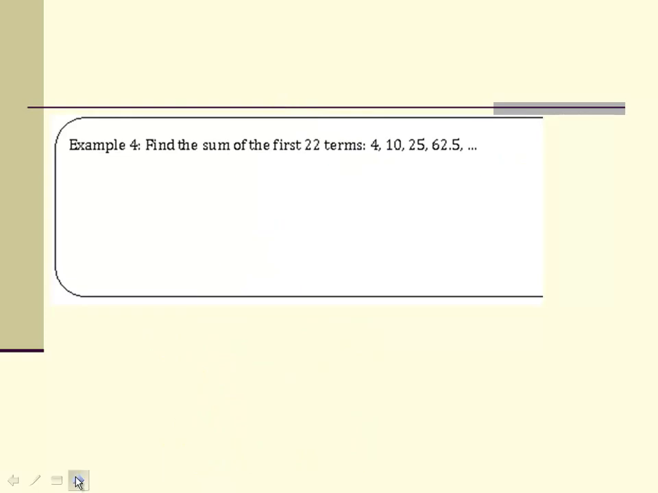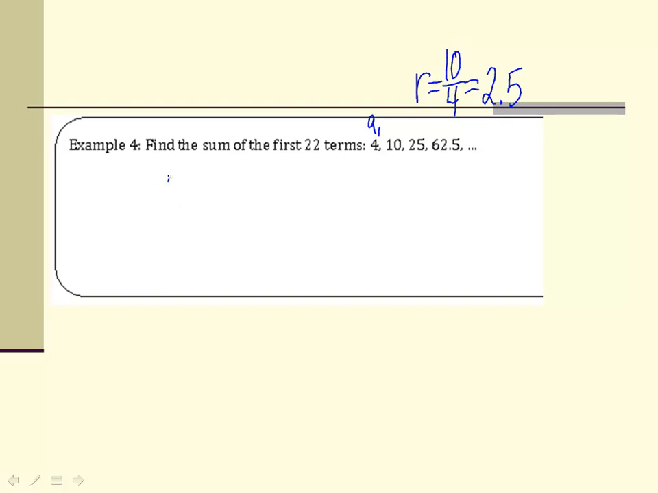Let's look at example 4 here. Find the sum of the first 22 terms in this geometric sequence. Okay, so to find these, we know A sub 1 is right here, it's 4. To find our common ratio, we're going to have to divide. So we do one term divided by its previous term. So 10 divided by 4, if you simplify it, it's 5/2, or 2.5. So we'll just use 2.5 because I know most of you would prefer using a decimal.